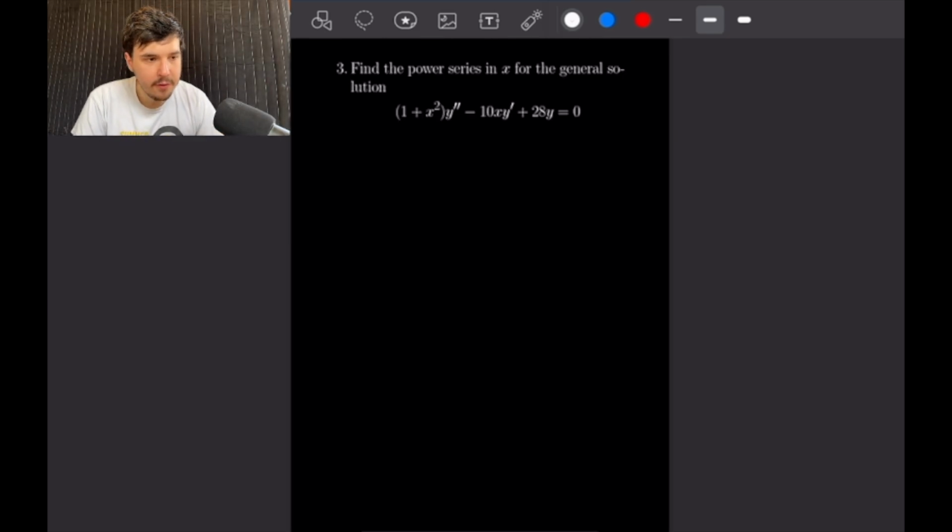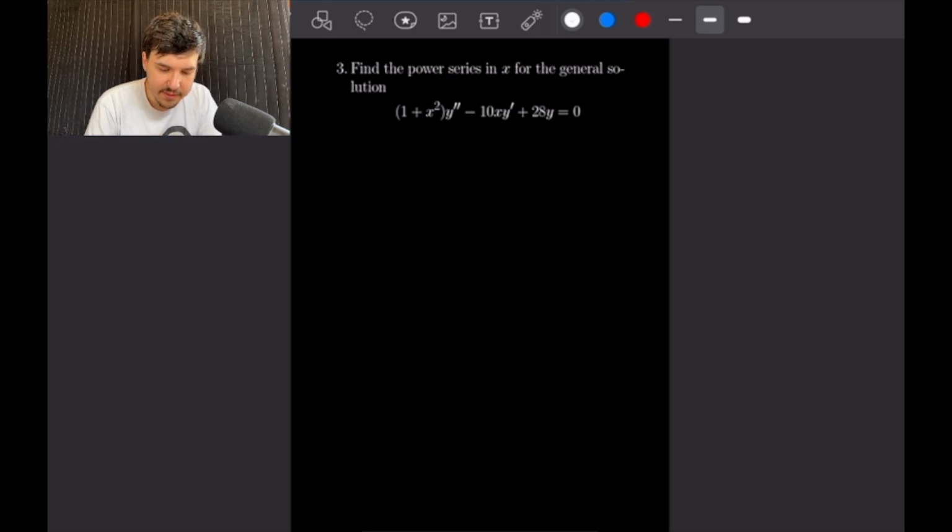Okay, so for our third and final problem for this example video, we want to find the power series in x for the general solution of the differential equation 1 plus x squared times y double prime minus 10xy prime plus 28y is equal to 0.